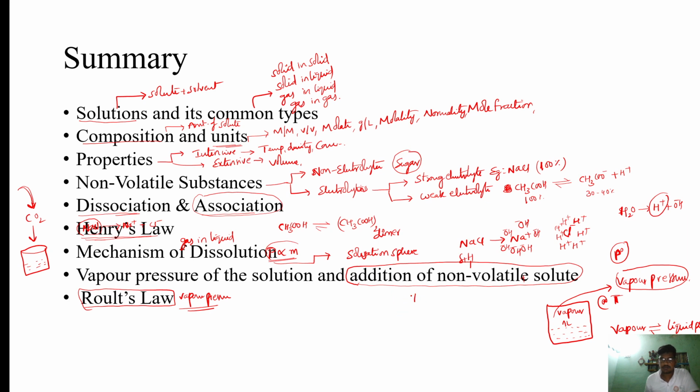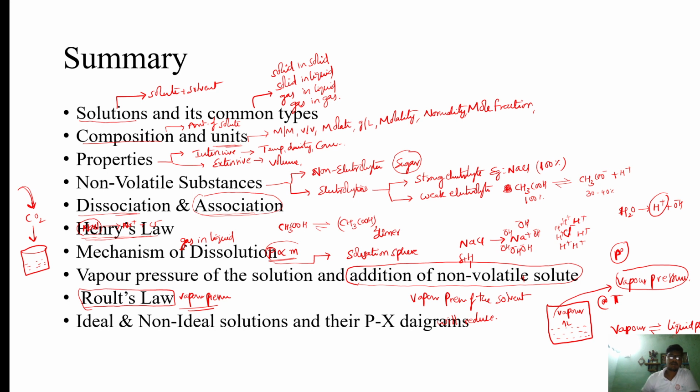So because of addition of non-volatile solute, the vapor pressure of the solvent will reduce. This we have discussed. If you have any doubt, please go back to the previous classes and see. And we have studied Raoult's law for both ideal case and non-ideal case.